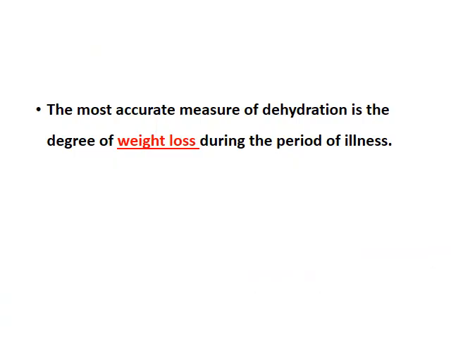The most accurate measure of dehydration is the degree of weight loss during the period of illness. I will not depend only on sunken eyes or only on skin turgor, because in a patient with marasmus, or a patient with nephrotic syndrome who has general edema, this will be difficult to assess. So the degree of weight loss is very accurate to measure the degree of dehydration.